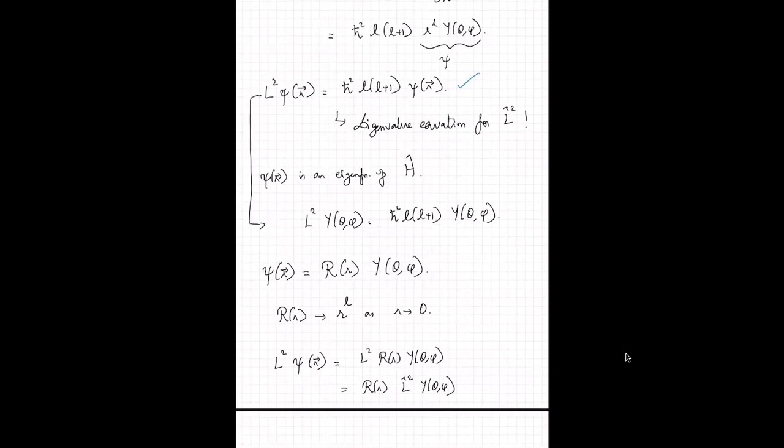So L square acting on this psi of r is simply L square acting on R of r times Y of theta, phi, but it doesn't do anything to the R of r. So this is R of r times L square acting on Y of theta, phi. But L square acting on Y of theta, phi, I already know, is just h bar square L(L plus 1) Y of theta, phi. So this is simply h bar square L(L plus 1) psi of r. So by simply looking at the form of the wave function very close to the origin, I can deduce that the form of the wave function at all distances r should have this particular form.